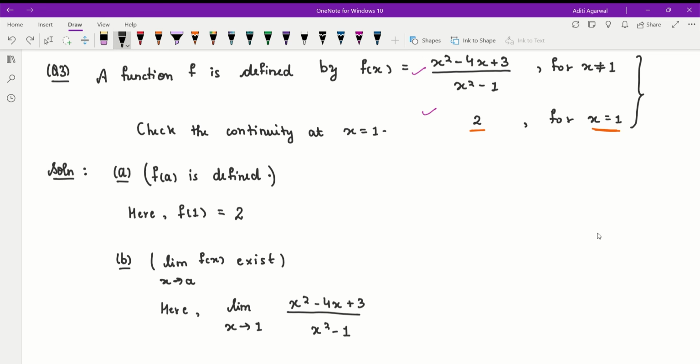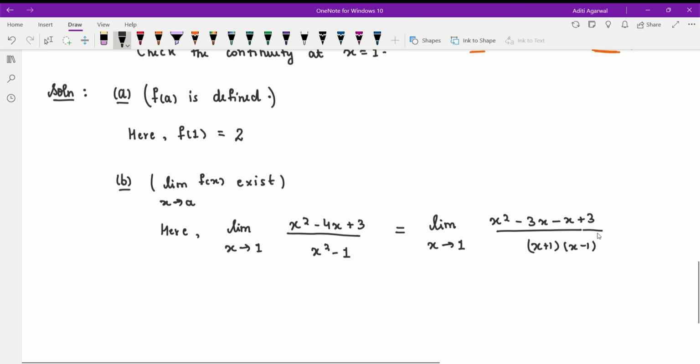Limits find करते हुए हमने ये सीखा है कि we can factorize the function and simplify it ताकि limit exist हो जाए. So what I do, I factorize the numerator. It becomes middle term splitting से x square minus 3x minus x plus 3 over x plus 1 and x minus 1 by using the property a square minus b square.